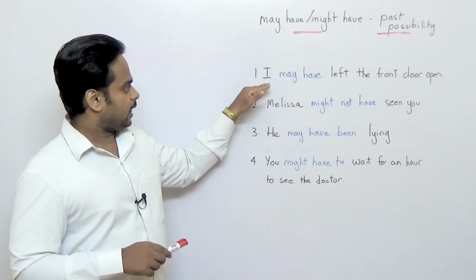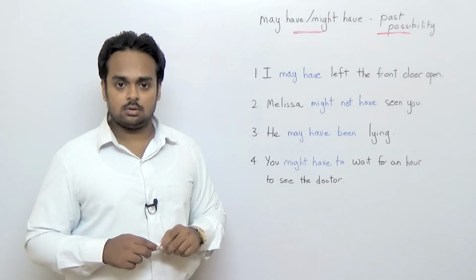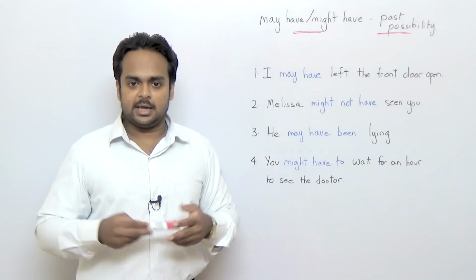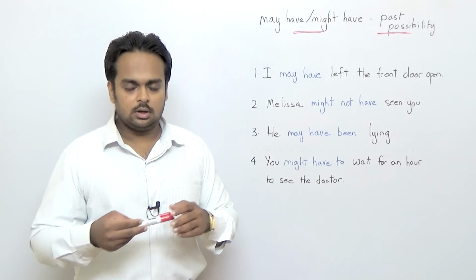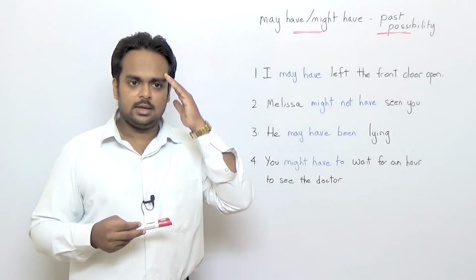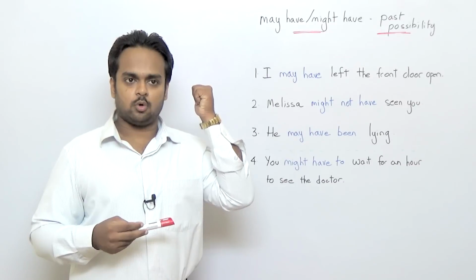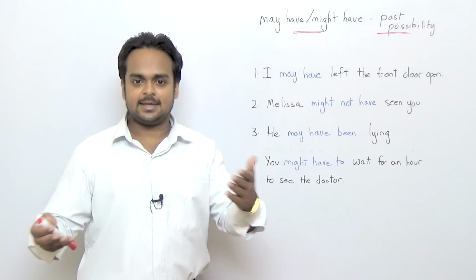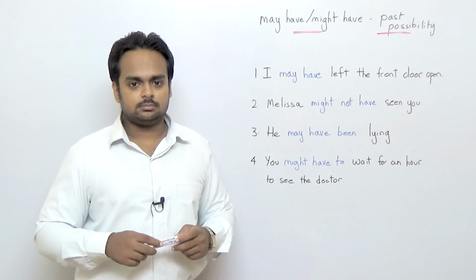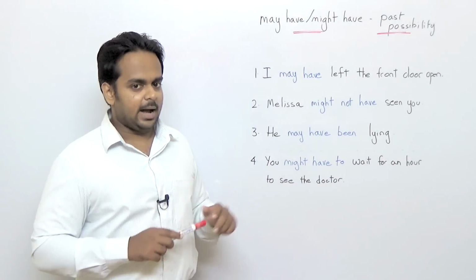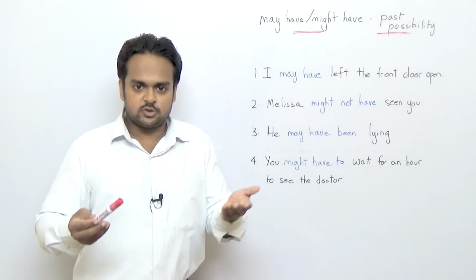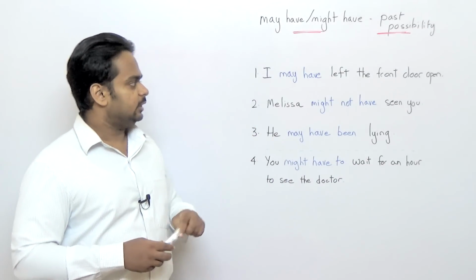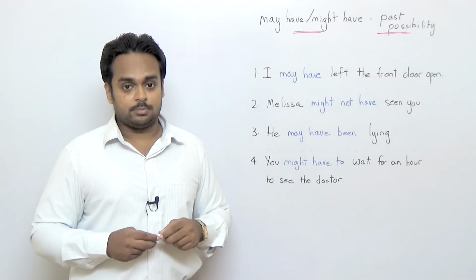Number one is, I may have left the front door open. So imagine I go to a friend's place, and I walk in the door, and I suddenly think, hey, did I lock the front door of my house? My friend comes running and he says, hey, welcome, can I get you a drink? And I say to him, hey, I might have to go back. My friend says, why? You just got here. Why do you have to go back? And I might say, I may have left the front door open.